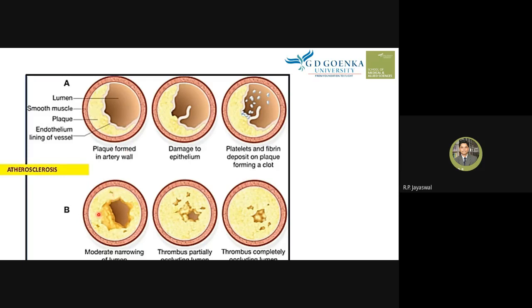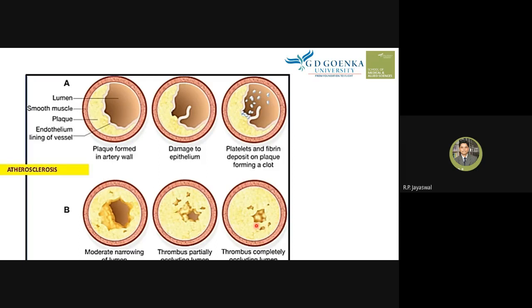This is the peripheral plaque formation. Okay, and this is moderate: there is a narrowing of the lumen, and in this image you can see the thrombus partially occluding the lumen. So here the thrombus can also be formed, and it can block the lumen. And here this is the partial occlusion process. There is still a small, narrow lumen which allows the passing of the blood.